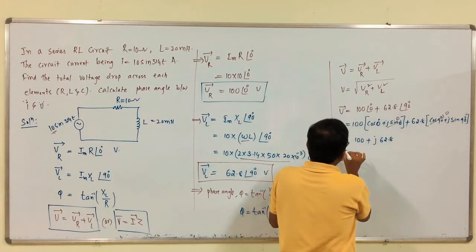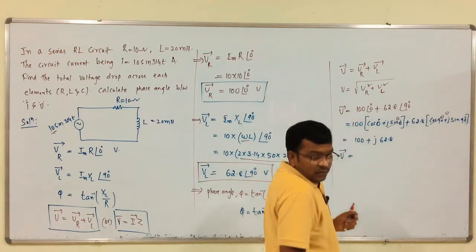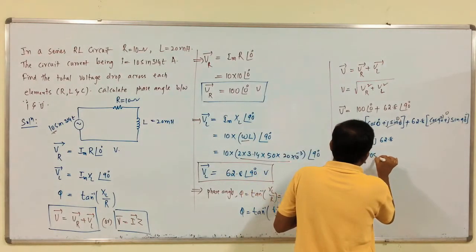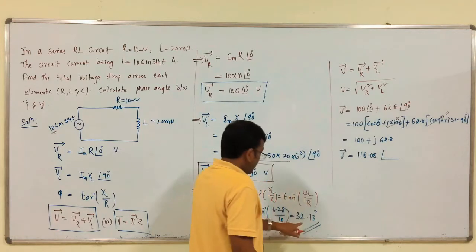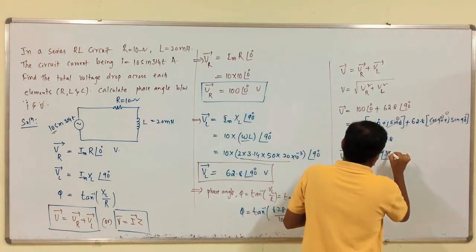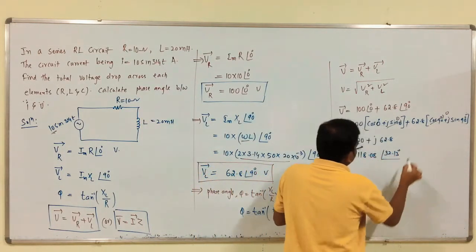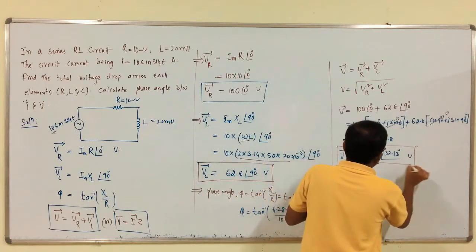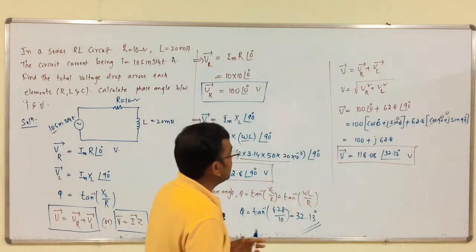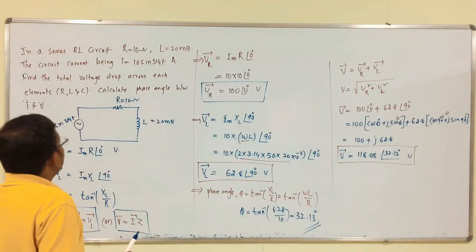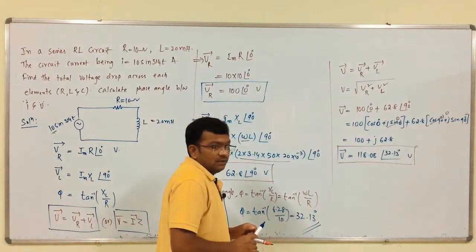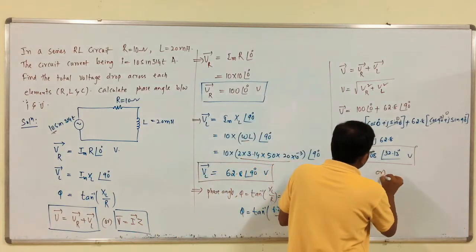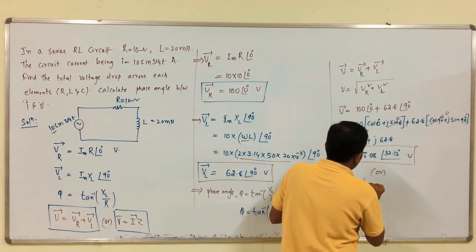So from this V is equal to what? Total voltage is 118.08 at an angle 32.13. This is the total voltage, that is 118.08 volts, or we can calculate this total voltage as I into Z.